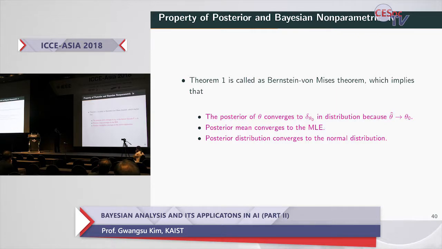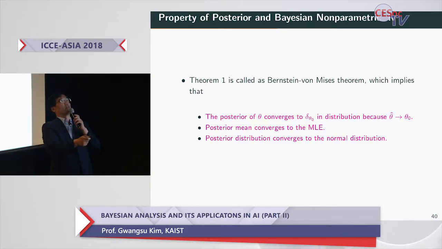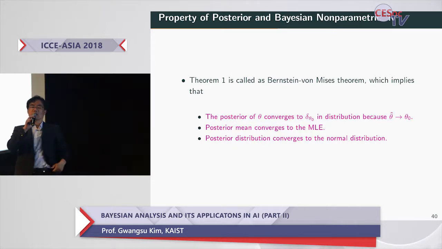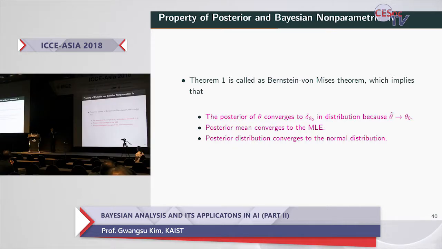This theorem is called the Bernstein-von Mises theorem, and it implies three facts. The first is that the posterior of theta converges to theta hat and theta 0, because theta hat converges to theta 0. And the posterior mean converges to the maximum likelihood estimator, and the posterior distribution converges to a normal distribution. So usually we draw the histogram of the posterior. We can observe that it is symmetric and very similar to the histogram of the normal distribution. It is because of this theorem.